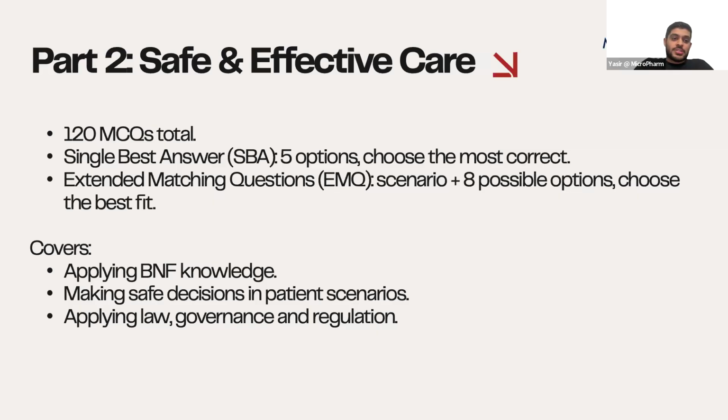Okay, so 120 questions in part two. Single best answer, so 5 options. So choose the most correct option. And extended matching questions: 8 possible options, and you have to choose the best fit.